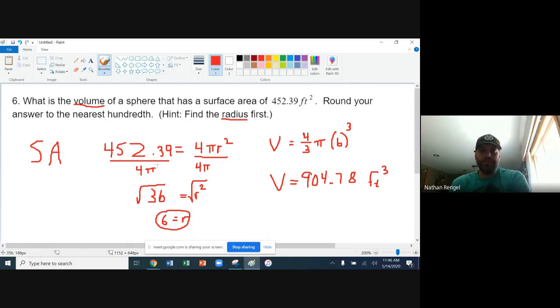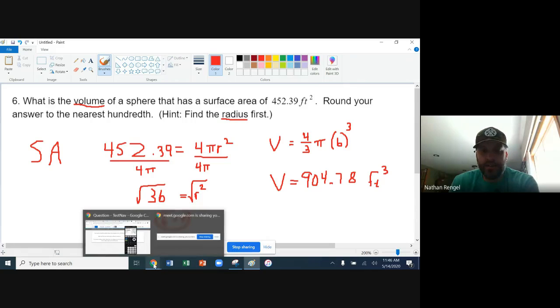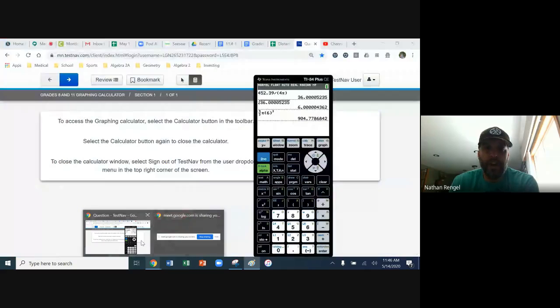So hopefully that helps. You're going to undo your surface area using the surface area formula to get your radius. Find that using algebra, and then once we know our radius, we can plug that back into the volume formula, because that again is the only measurement we need, and then we can find the volume.